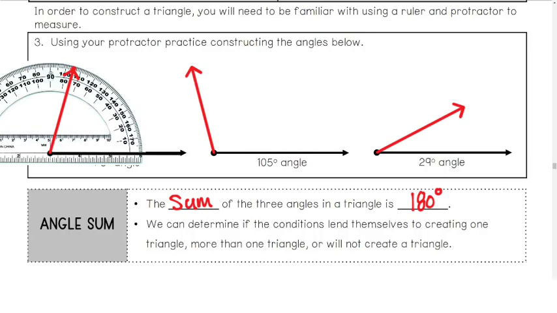In addition to that, we have an angle sum: the sum of the three angles in a triangle is 180. Now this is huge. We've gone over this, but you need to remember with all the stuff we're doing that every triangle will always add up to 180 degrees. Now we can determine if the conditions lend themselves to create one triangle or more triangles, because there are certain criteria that, if you give them, you can have a lot of different triangles. If you only have a specific set of criteria, then you might only be able to make one triangle with that.